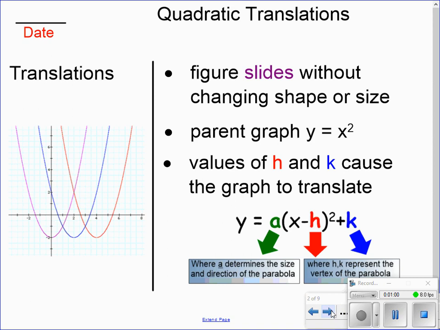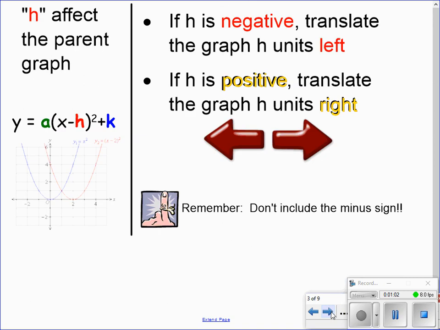When we're talking about how h and k change, remember that we're not including the signs that are in front of it. So, if h is negative, it's going to translate it to the left. If h is positive, it's going to translate it to the right. When you're determining if h is negative or positive, pull h out of the equation. Remember that when we pull it out, it is not a negative. We're not including the minus sign. So that if the minus sign is changed to a plus, you have a negative value for h. We'll take a look at an example in just a minute.